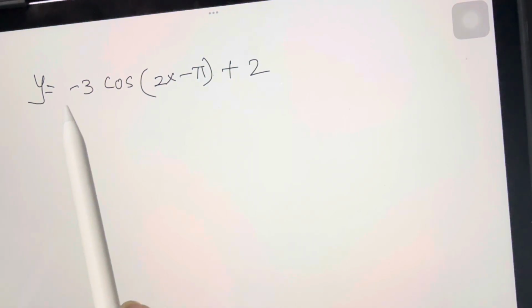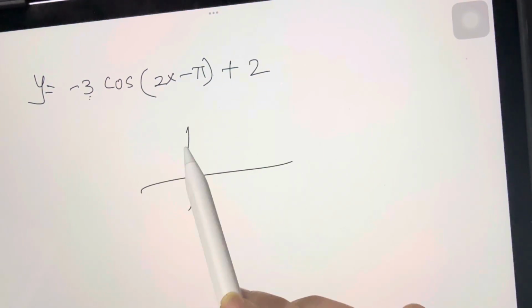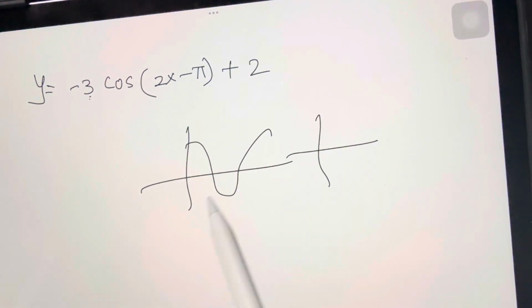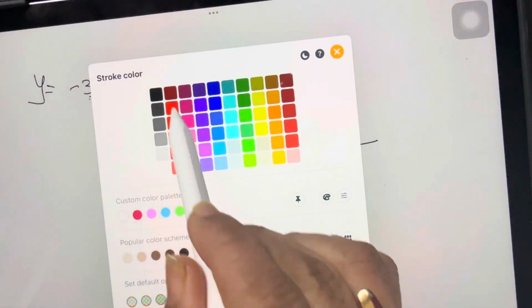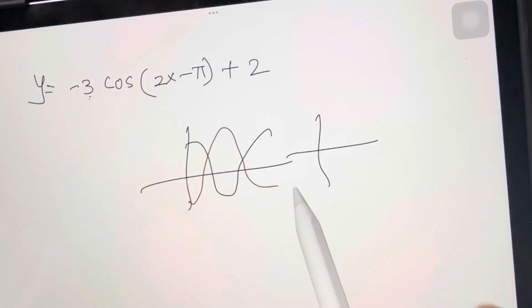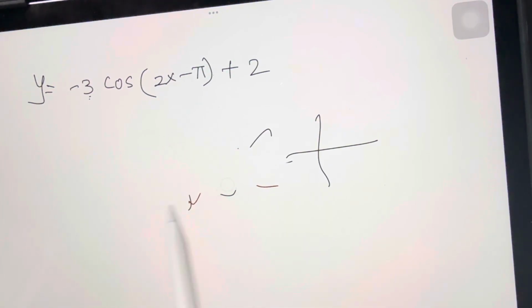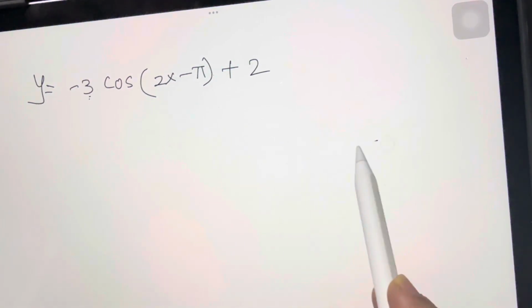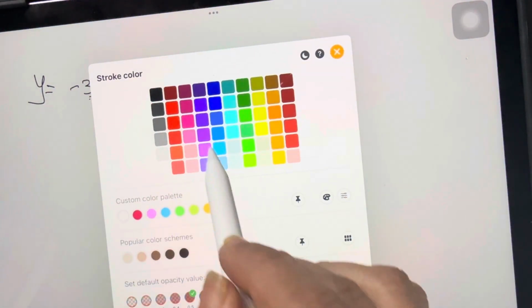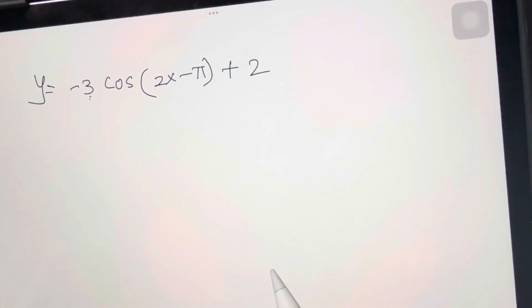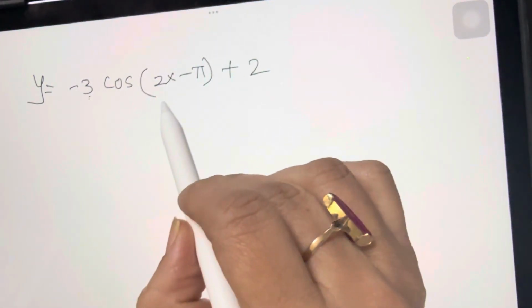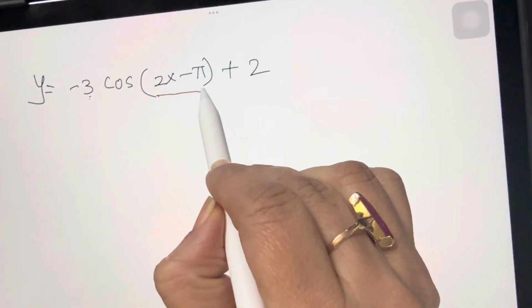Let's see what the transformations are. Vertical stretch by 3, and it's a reflection. If you remember, your cos parent graph looks like this, so with the reflection it will go upside down of the cos parent function, and our amplitude will be 3, from -3 to 3. Sorry, I got distracted. Okay, let's see what is happening here.